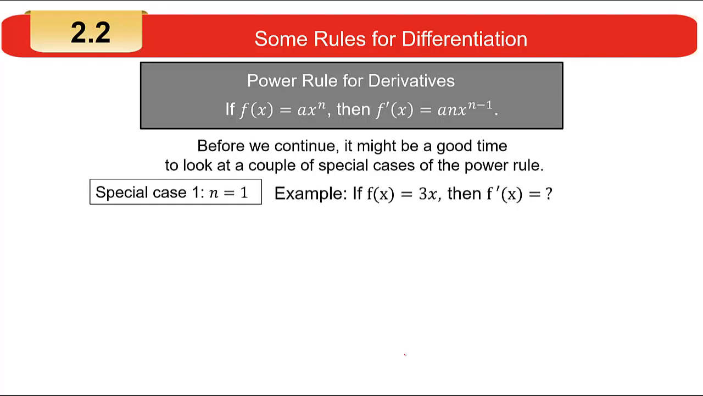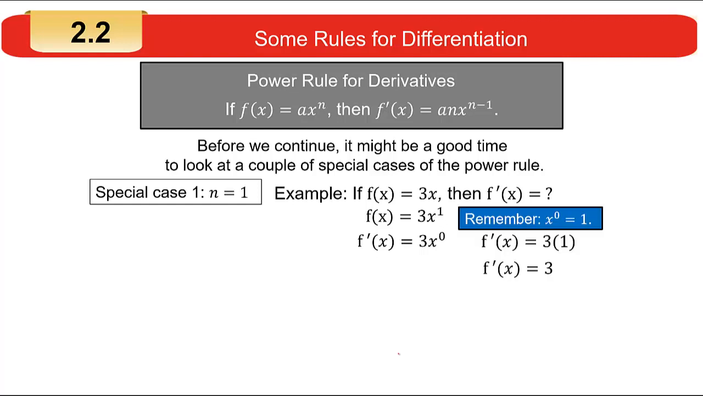If n happens to be 1, that just means you've got x to the first power, which is just x. An example of that might be, if f of x equals 3x, then what's the derivative? Well, if you apply the power rule, you would think of that as 3x to the 1. So by the power rule, you'd take 1 times 3, that's 3, and then you reduce the power by 1, and you get x to the 0. But remember, any non-zero number raised to the 0 power is 1. So you really just get 3 times 1, which is 3. So if the function is 3x, the derivative is just 3.